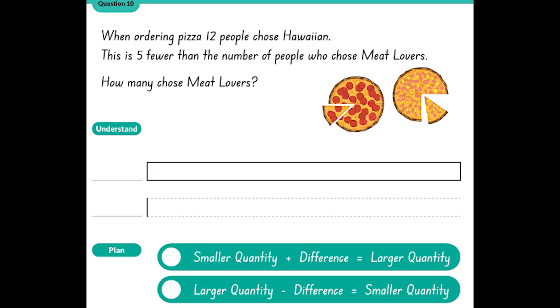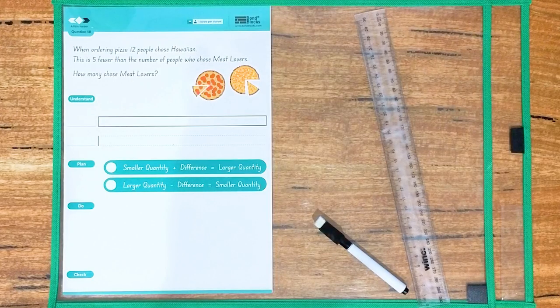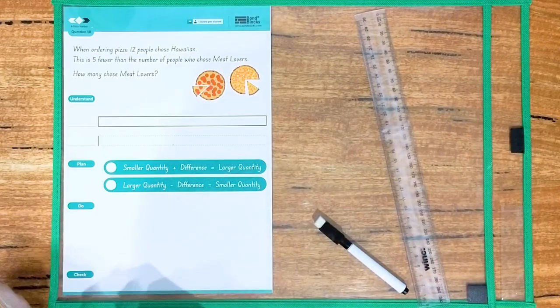Question 10. When ordering pizza, 12 people chose Hawaiian. This is 5 fewer than the number of people who chose meat lovers. How many chose meat lovers? This question is about pizza.